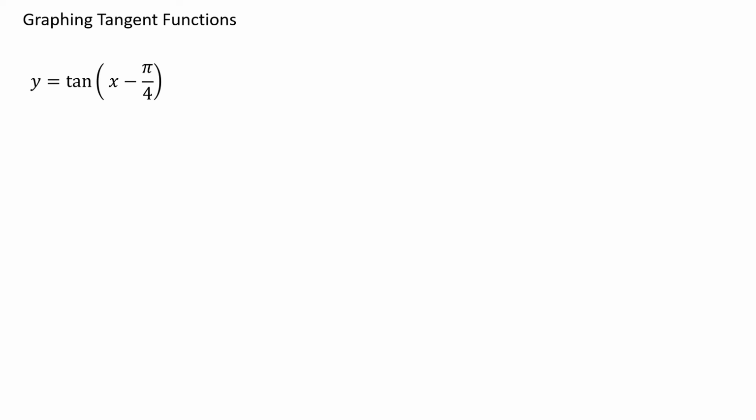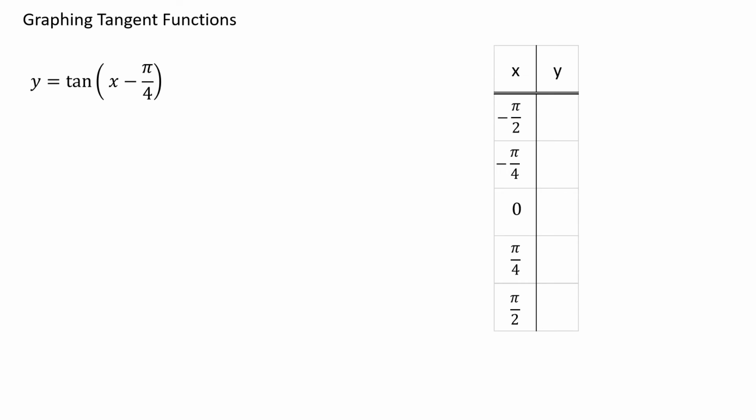What if there's a number added or subtracted from x? That's going to shift our tangent function to the right or left, depending on whether it's add or subtract. Take the normal numbers you would use for tangent, from negative pi over 2 to pi over 2, and do the opposite of whatever is inside the argument of the function. In this case, we're going to add pi over 4 because we're subtracting pi over 4 from x. These are the results that I got when I added pi over 4 to everything. I recommend hitting pause and doing the math yourself.